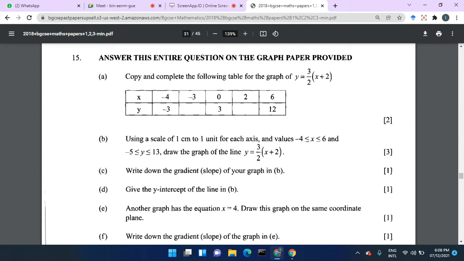Let me know if you can see my screen, please. We can see it. Okay, good. All right.